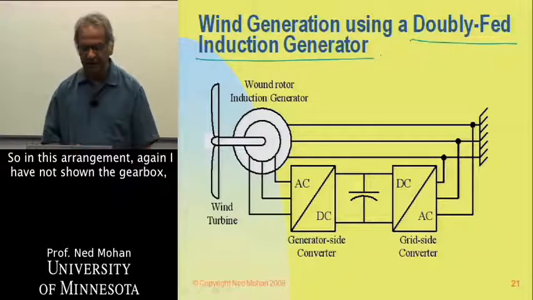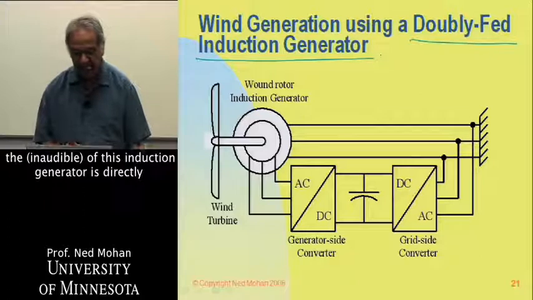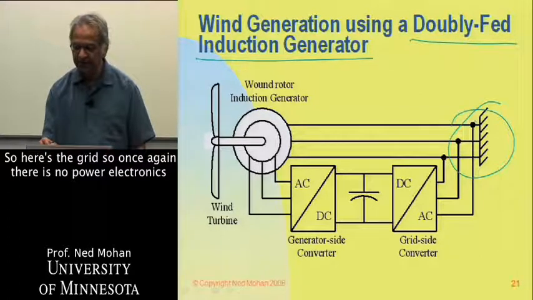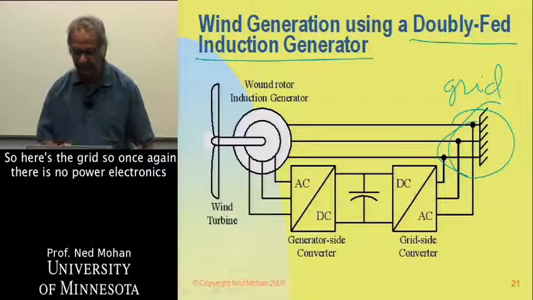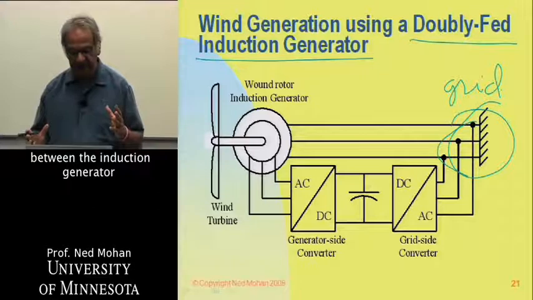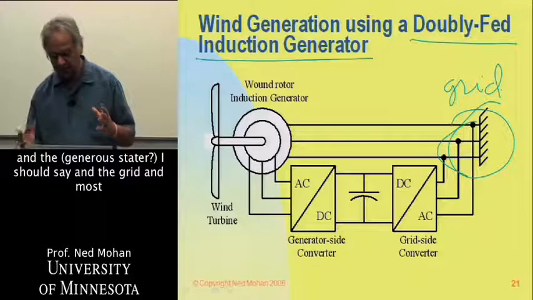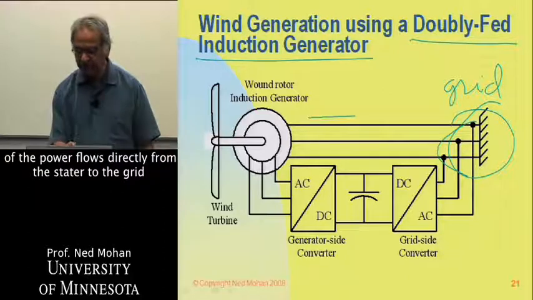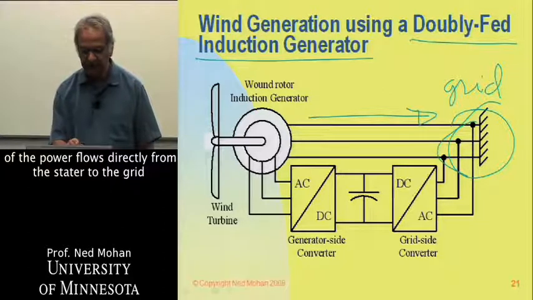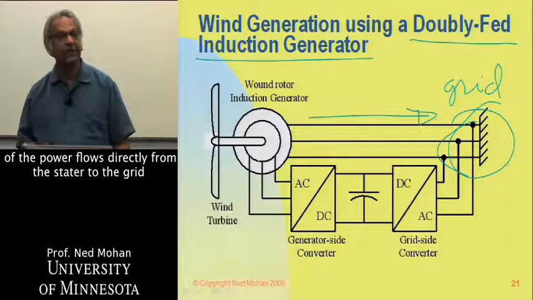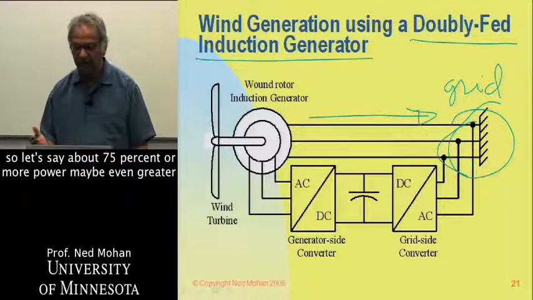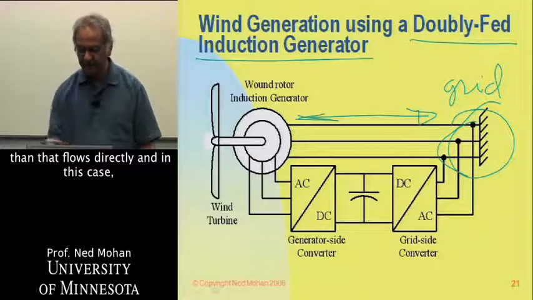In this arrangement, again, I am not showing the gearbox. The stator of this induction generator is directly connected to the grid. So here's the grid. Once again, there is no power electronics between the generator stator, I should say, and the grid. And most of the power flows directly from the stator to the grid. So let's say about 75% or more, maybe even greater than that, flows directly.